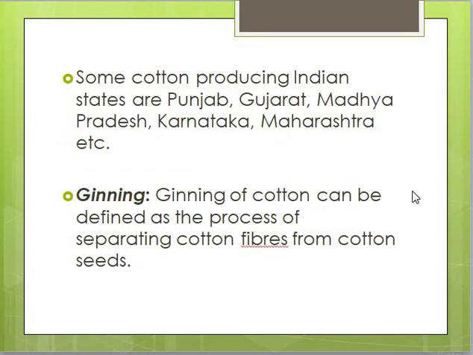Some of the cotton producing Indian states are Punjab and Gujarat. Then ginning, a process involved in cotton production. Ginning of cotton can be defined as the process of separating cotton fibers from cotton seeds. The plant bears the cotton bolls, which have cotton seeds as well as cotton fiber. Cotton fibers means the white substance that we used to see.